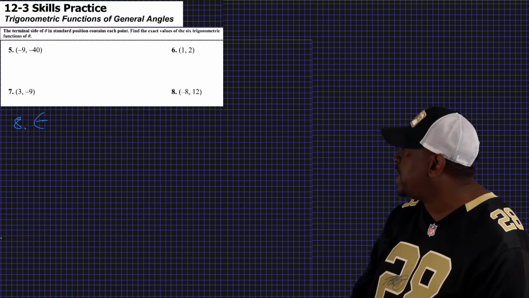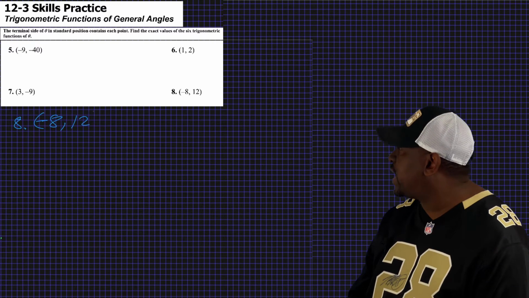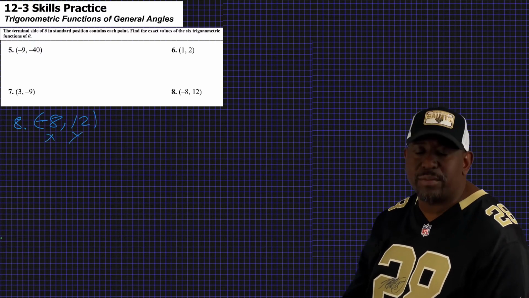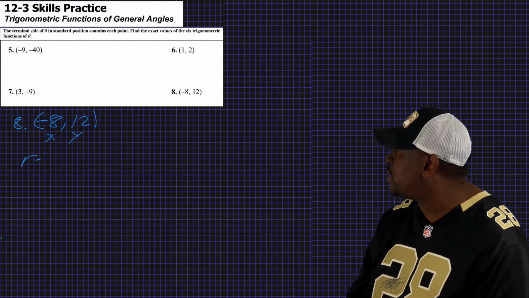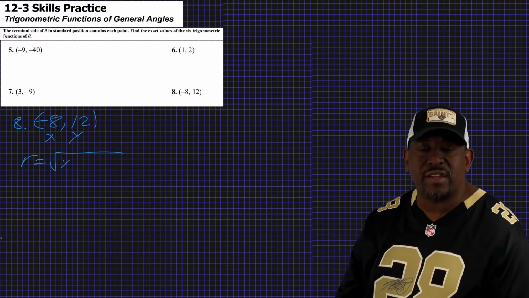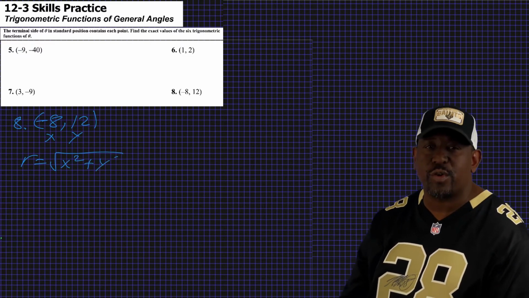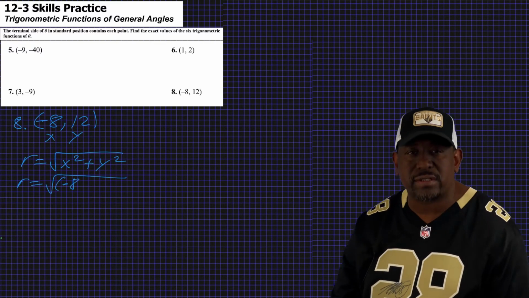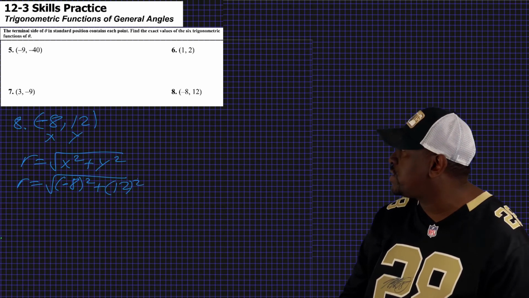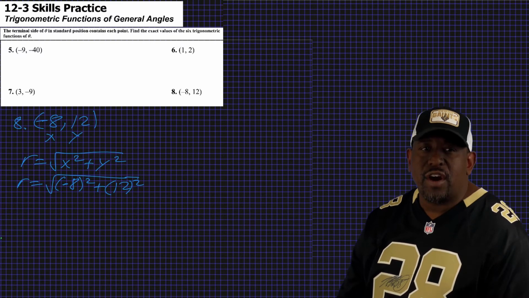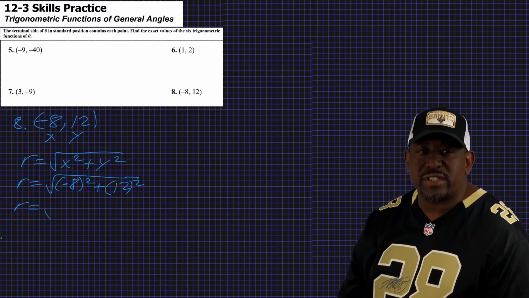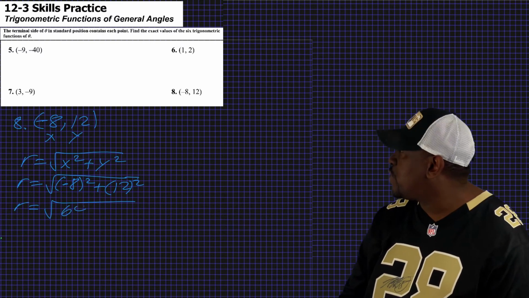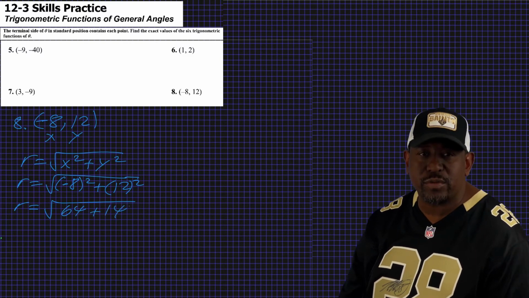Well, we'll go to number 8. We have negative 8, 12. We label x and y. X is negative 8, y is 12. We have to find the value of r by taking the square root of the quantity of x squared plus y squared. We substitute negative 8 for x, substitute 12 for y, and we start to simplify. R is equal to negative 8 squared, which is 64. 12 squared is 144, so we add those together.